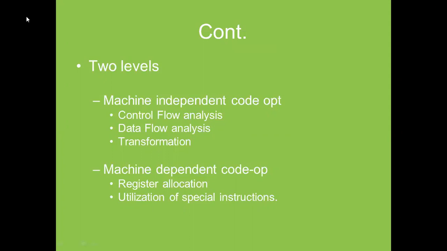First is called the machine independent code optimization. Okay, so there are two levels which we will use. First is the machine independent code optimization. So we can do the code optimization at the machine independent level, where it is the intermediate code.